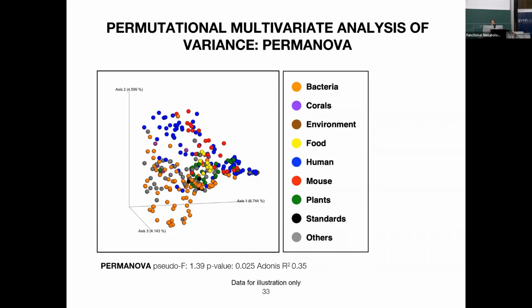You also get a R-squared value. This R-squared value you can interpret as the variation that is explained by this metadata group. So there, you could say that 35% of the variation in the data can be explained by different sample types. So what you would conclude is that there is a significant difference between metabolomic profiles of different sample types.